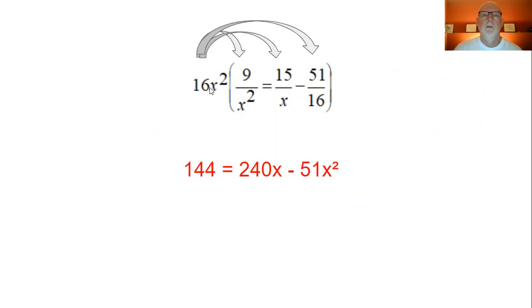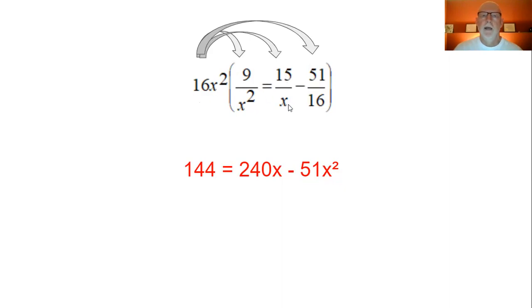There's the equation. 16x squared, multiply all the way through. So the x squareds right here will divide out, because remember, this is on the numerator, this is on the denominator as we're multiplying these two terms. So the x squareds will divide out, and we're left with 16 times 9, which is 144.